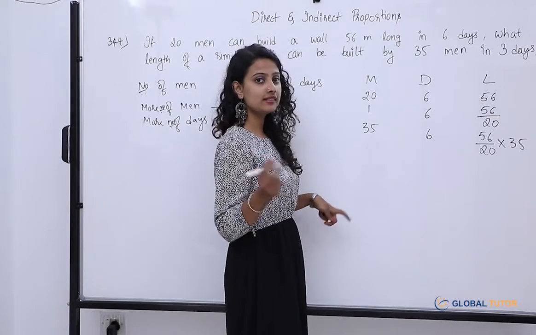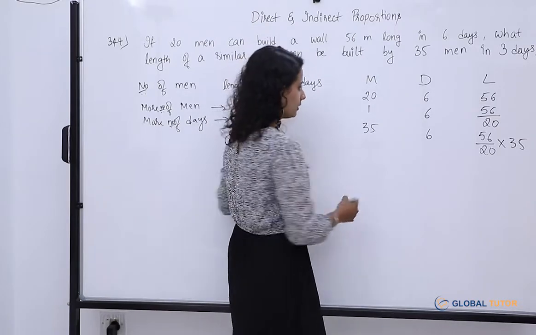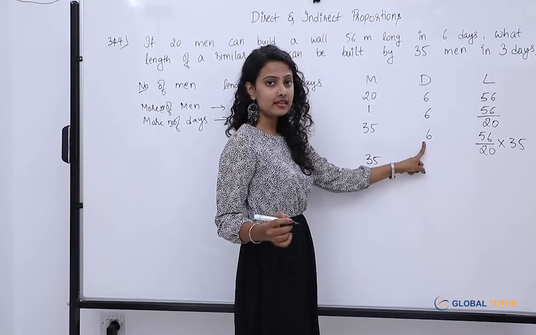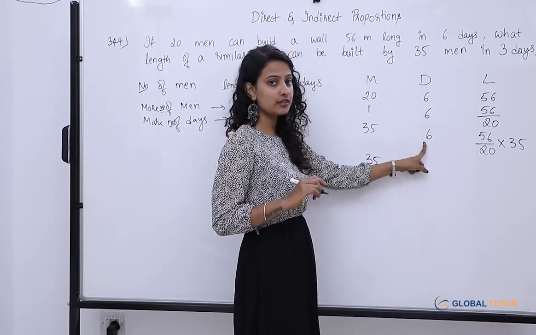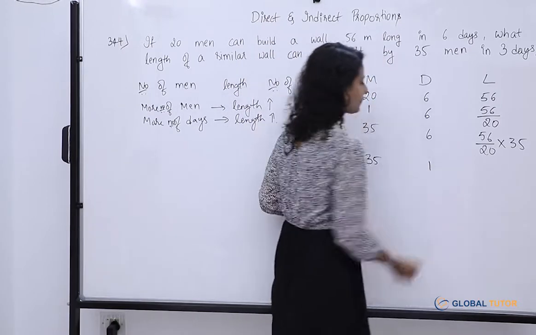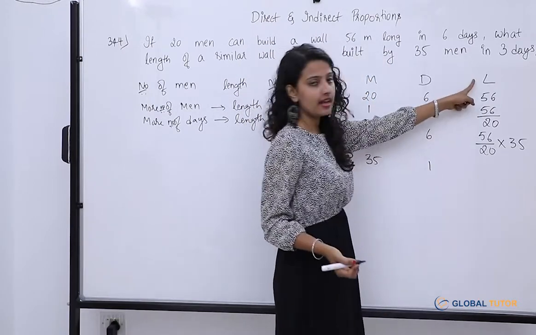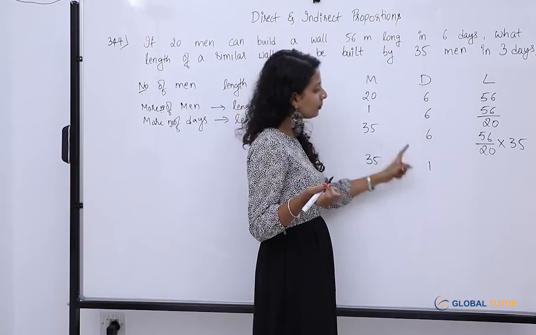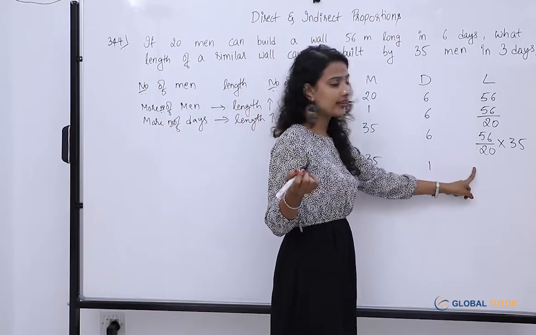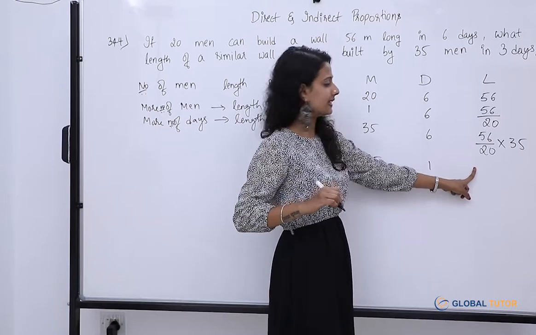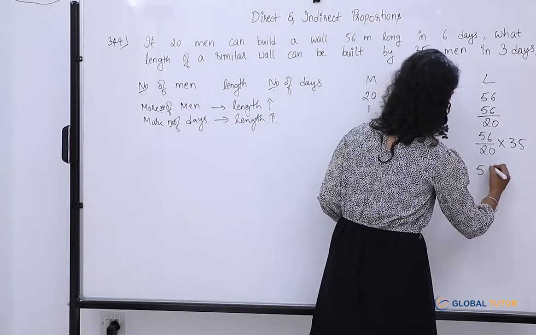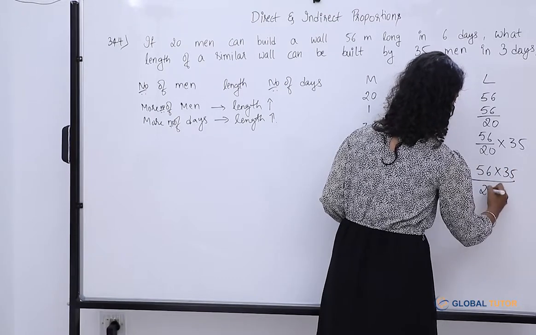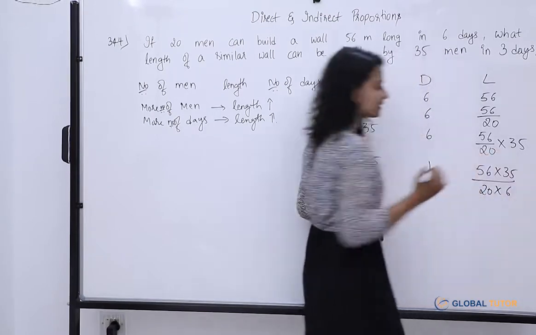Now let us tackle the number of days. You have 35 men. Here we had 6 days. Now let us decrease the number of days to 1. So what happens? Since days and the length of the wall are directly proportional to each other, if the number of days decrease, the length of the wall also should decrease. So we will divide. So it becomes 56 into 35 divided by 20 into 6.